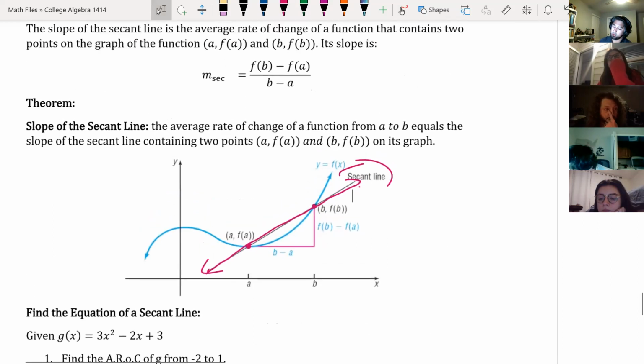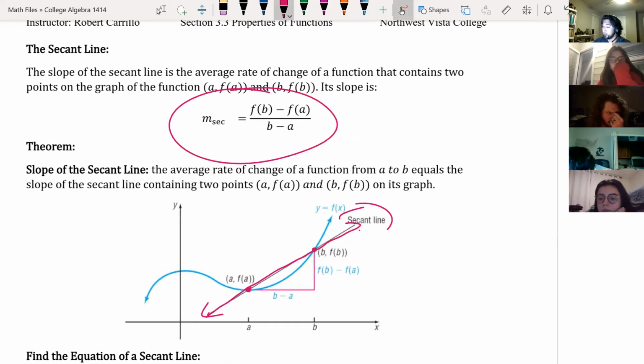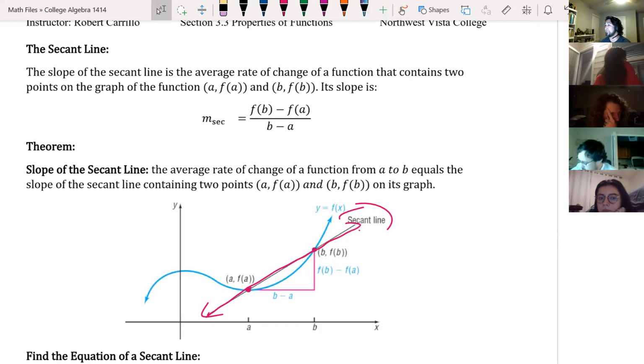So up here, all this states is that, well, if these 2 points can fit to a secant line, then the slope of the secant line shares the same formula as the average rate of change. F of B minus F of A over B minus A. So all we're going to do in this next example is find the slope of the secant line and find the equation of the secant line of a given function. Okay.